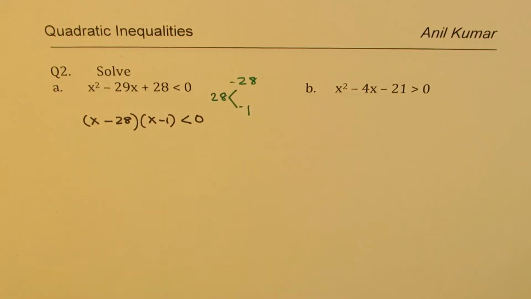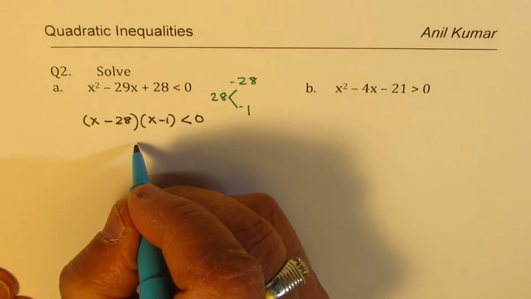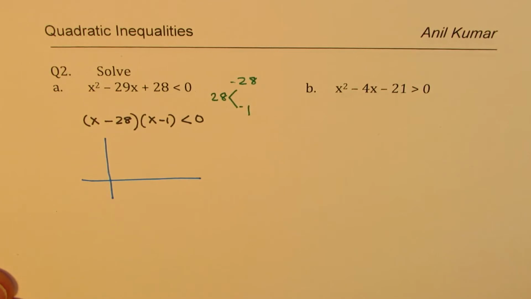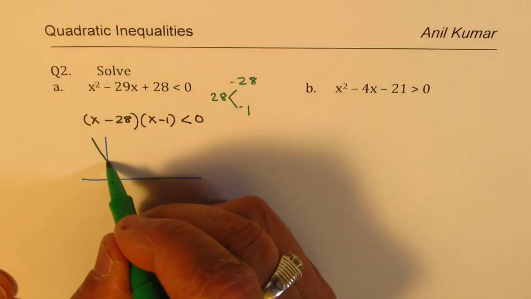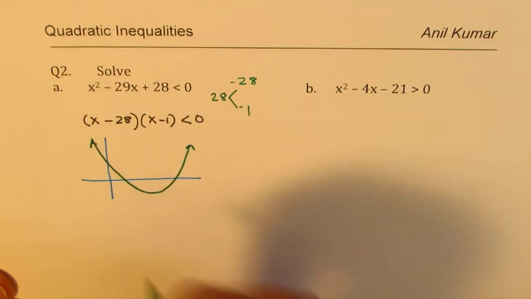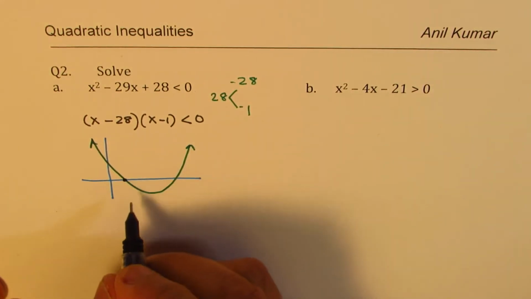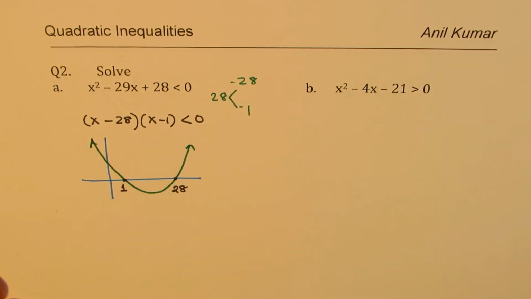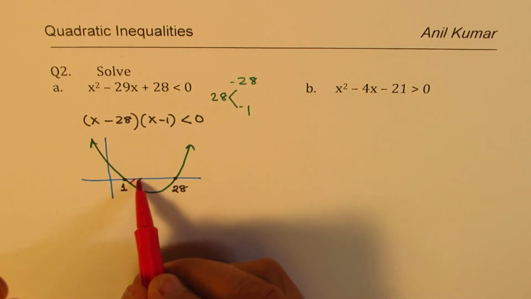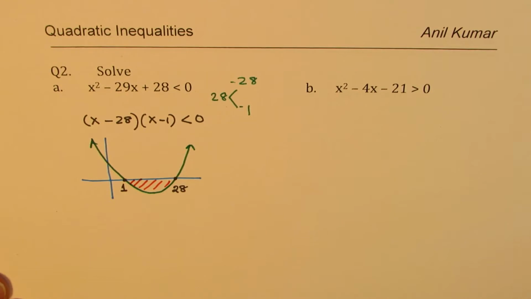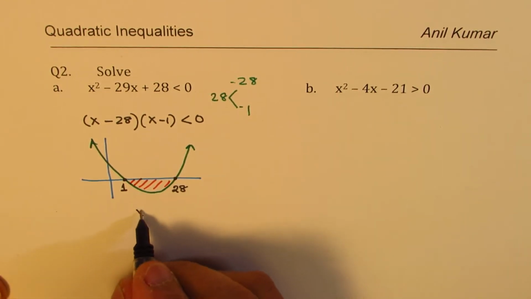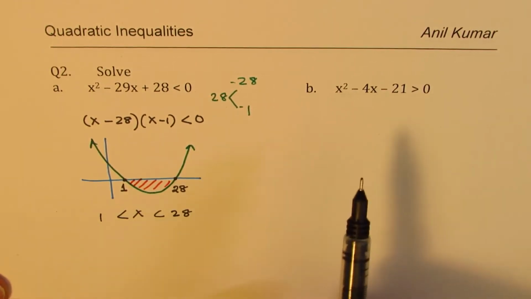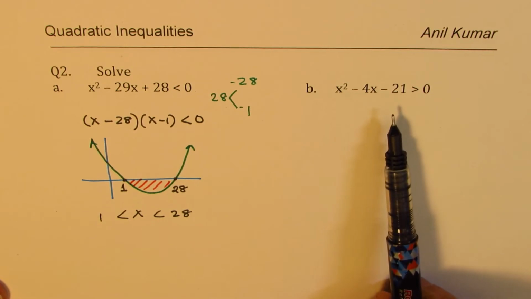Now we'll use the graphical method because that is much faster, right? So basically we have two zeros here. One is at 28, the other one is at 1. So the graph is opening upwards. It will be kind of like this, right? Well, it is not at all to scale, but it serves the purpose. So this is at 1, this zero is at 28. We are looking for values within these two intervals where it is negative, and therefore the answer in this case will be that x is greater than 1 and less than 28, correct? Now you can actually pause the video and do the next question.